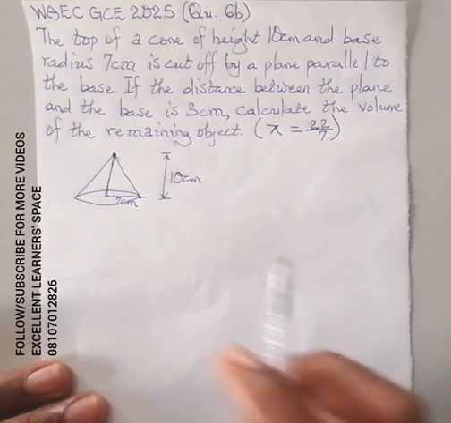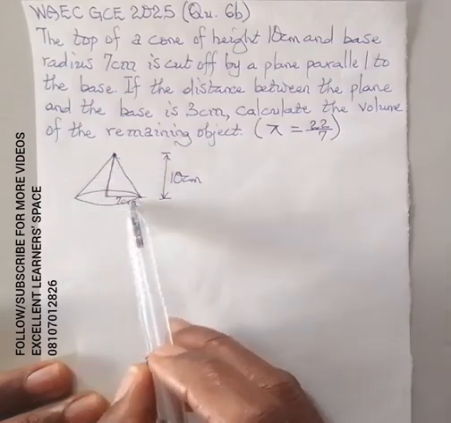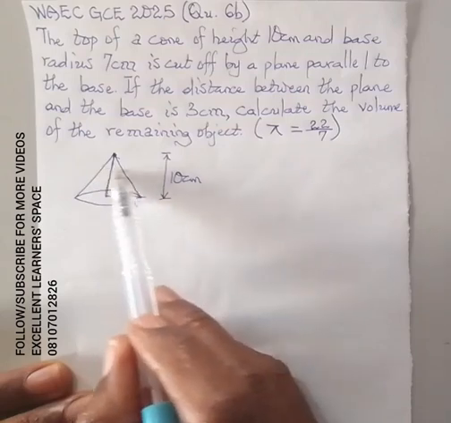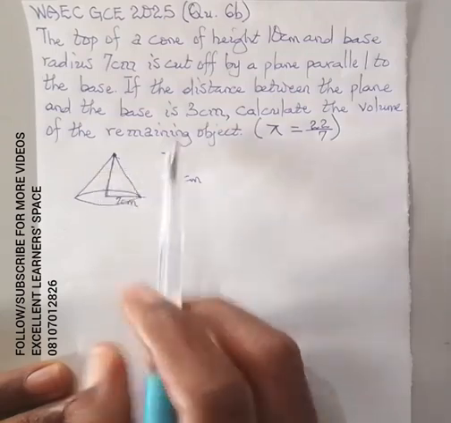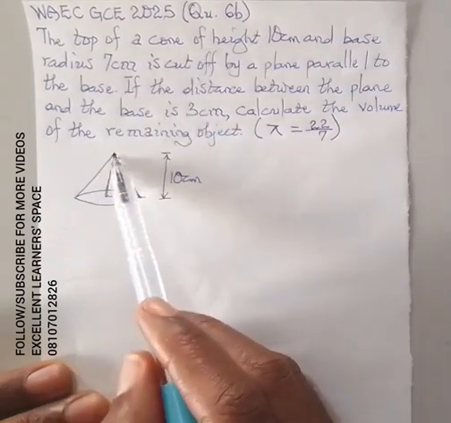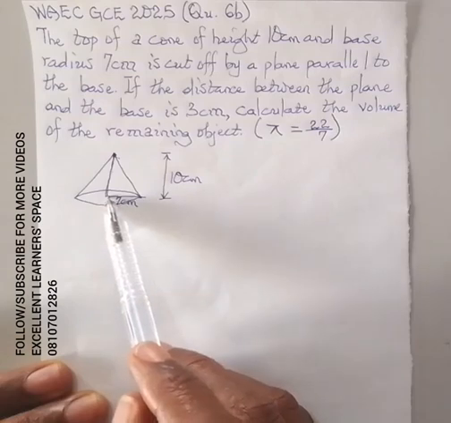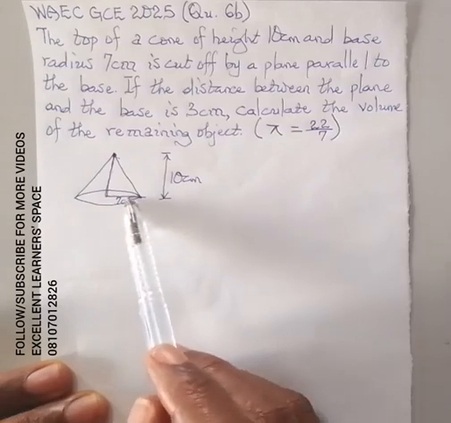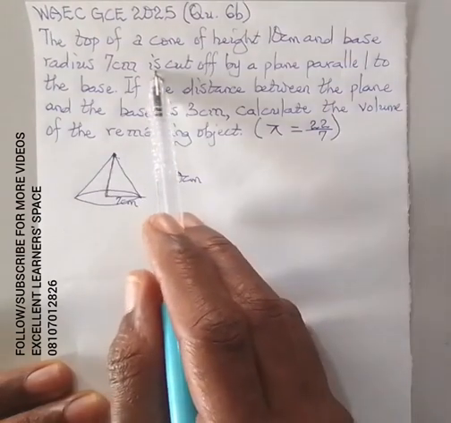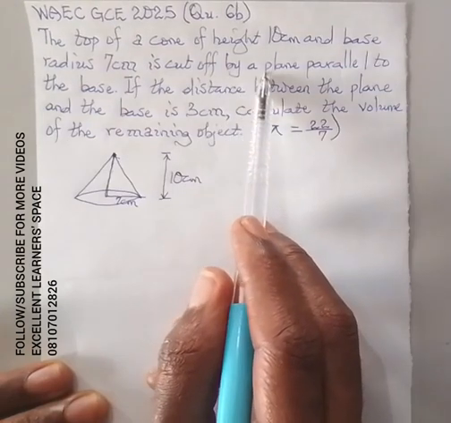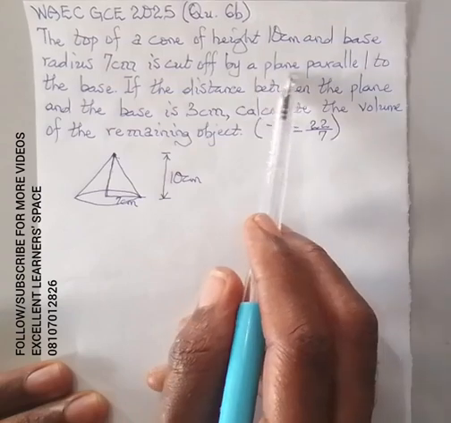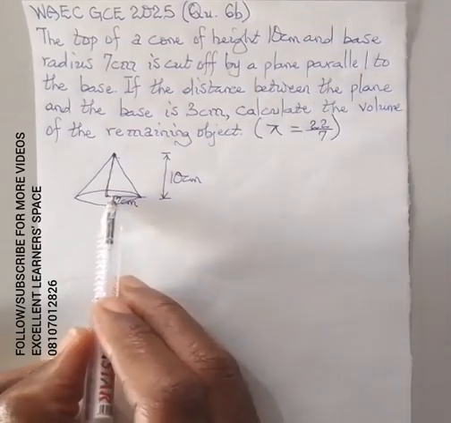The top of a cone. Look at this cone. This is a cone. Now the top part of it, the top of a cone of height 10 centimeter and the base radius is 7 centimeter. The top part of it is to be cut off by a plane parallel to the base. This is the base.